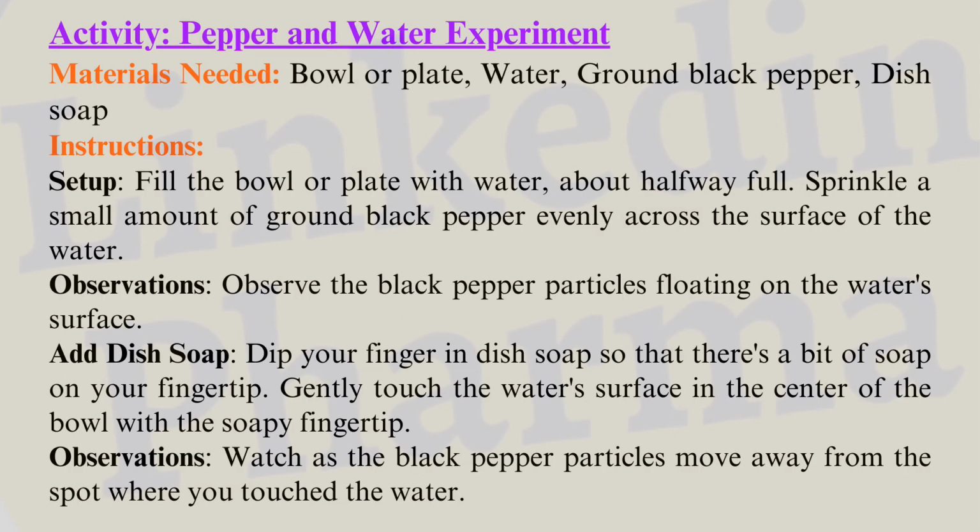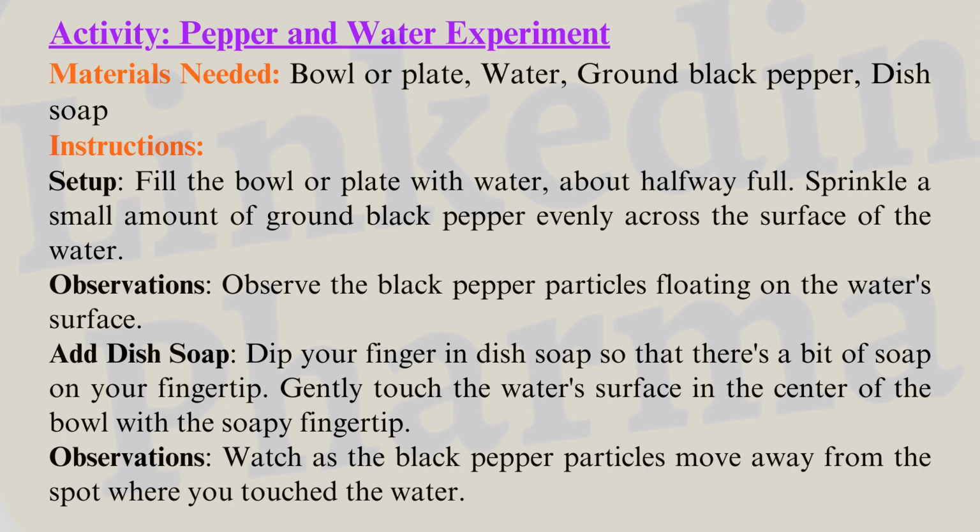Activity: Pepper and water experiment. Materials needed: bowl or plate, water, ground black pepper, dish soap. Instructions: 1. Setup: fill the bowl or plate with water, about halfway full. Sprinkle a small amount of ground black pepper evenly across the surface of the water.